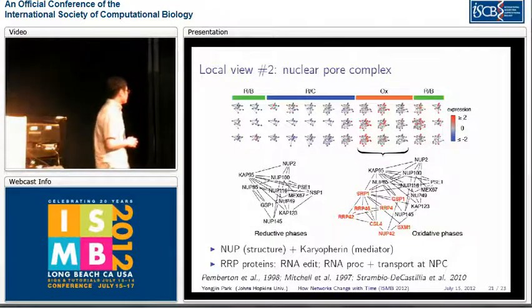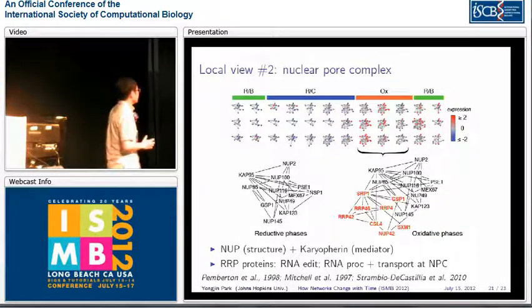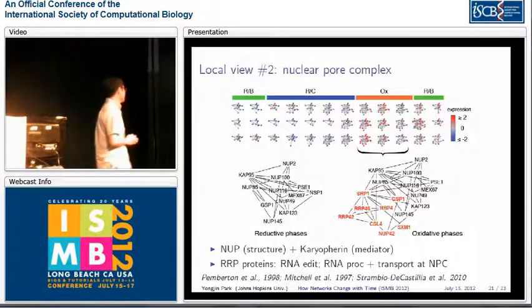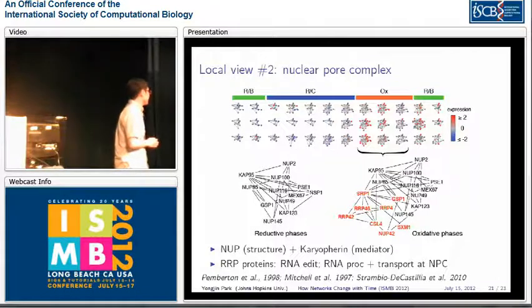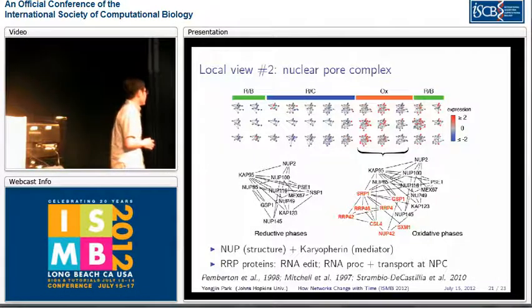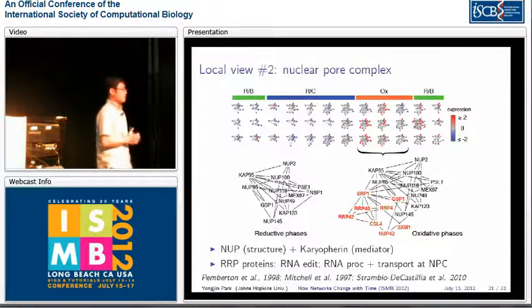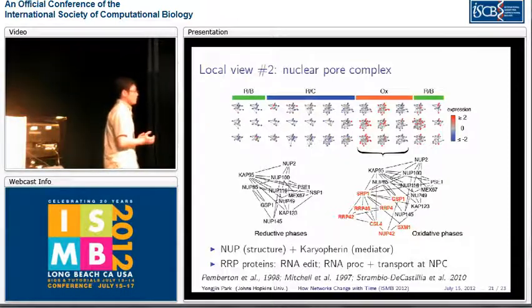And there is another transient subnetwork that is only attached at the OX phase, which is the ribosomal editing proteins, the RRP proteins. And this suggests an interesting hypothesis: RNA processing could be coupled with the transport of RNA or DNA at the nuclear pore complex.